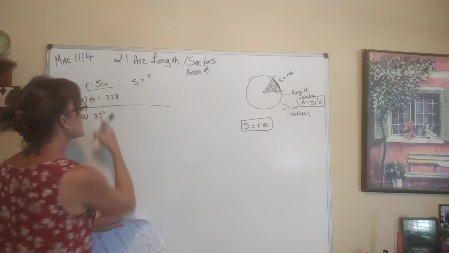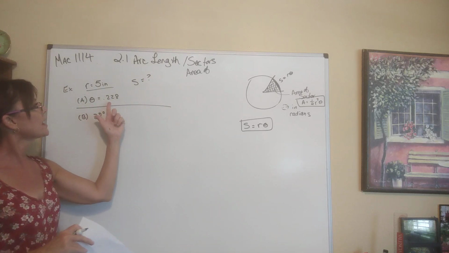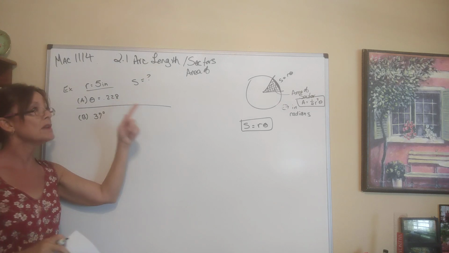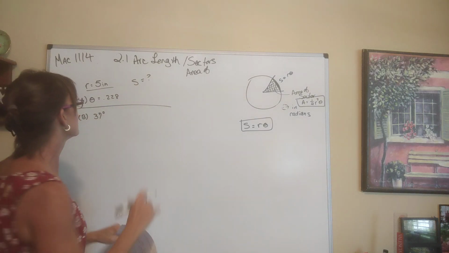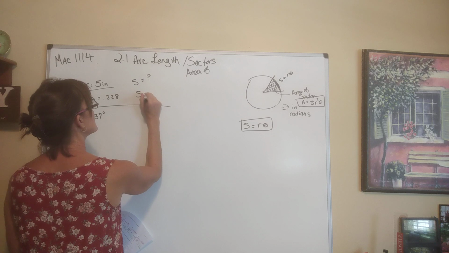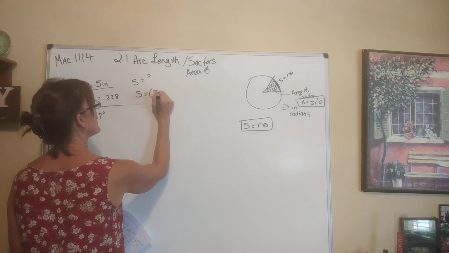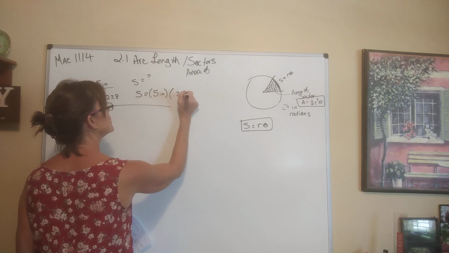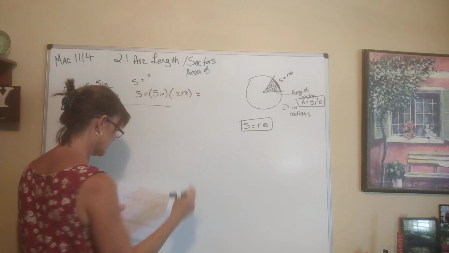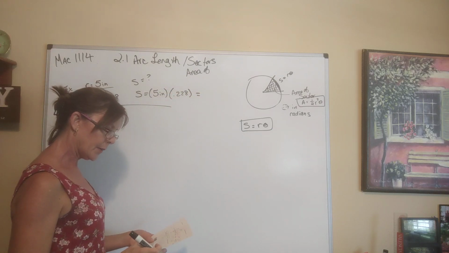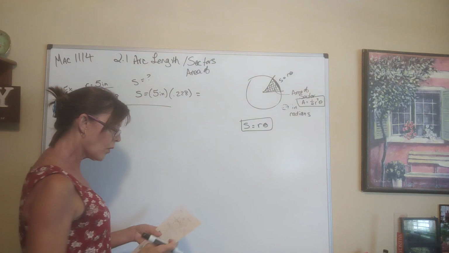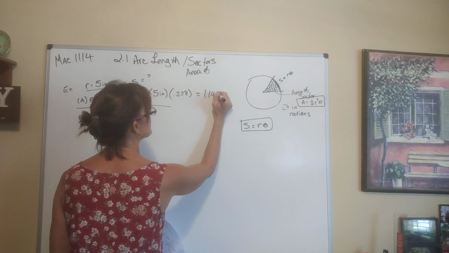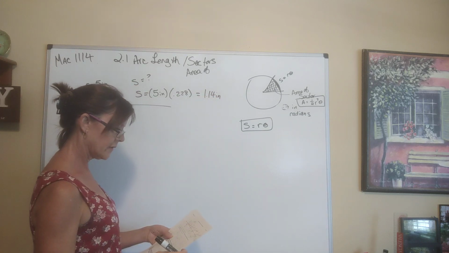Okay, so in part A, this angle that they gave us is in radians, and I know that because I don't see a degree mark. That means I'm good to go. I can use this formula. So S is going to equal the radius, 5 inches, times the angle, 0.228. I'm going to multiply those numbers together, and when I do that, I get 1.14 inches. Let me see. Yeah, I agree with that.